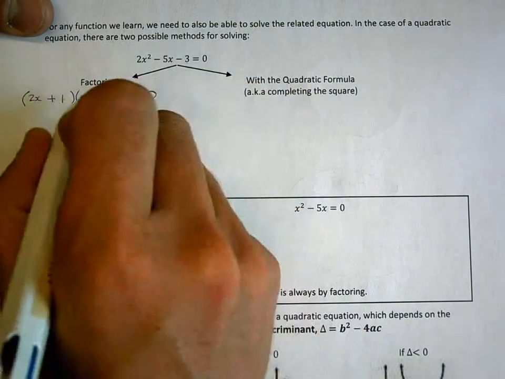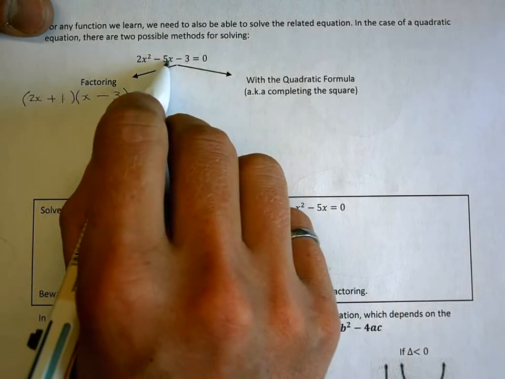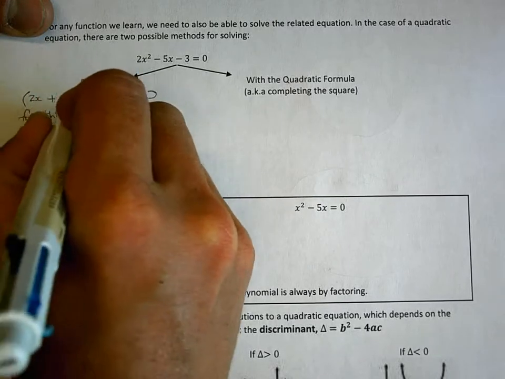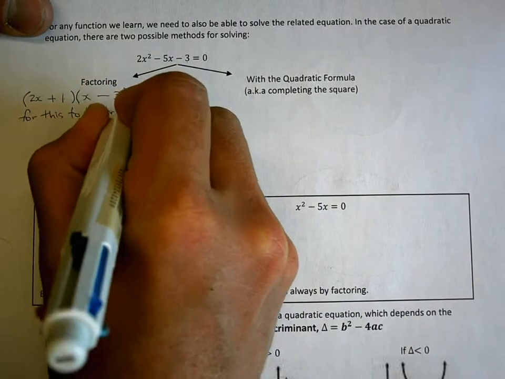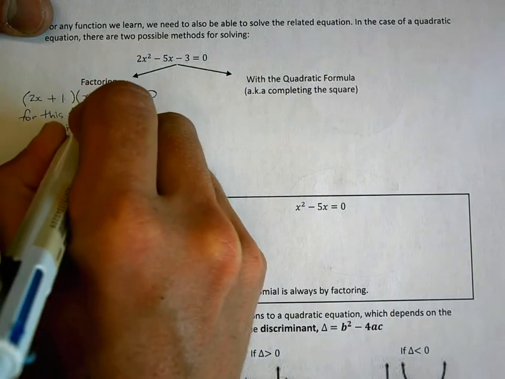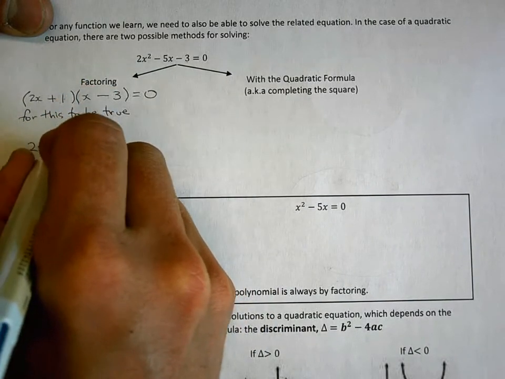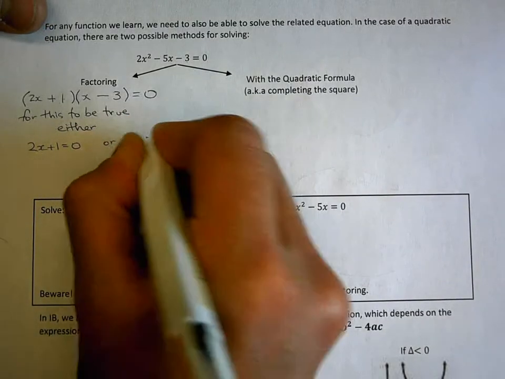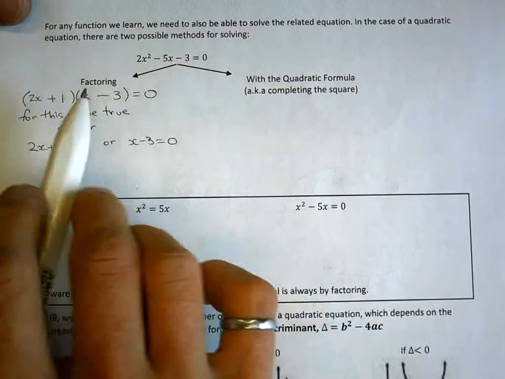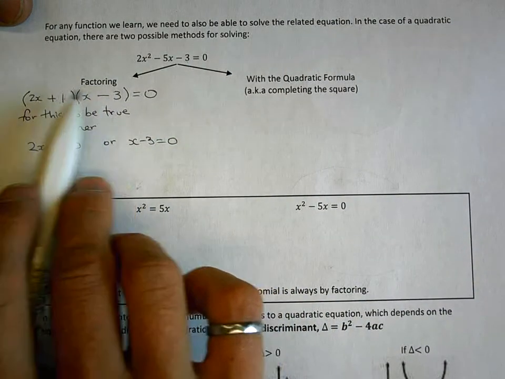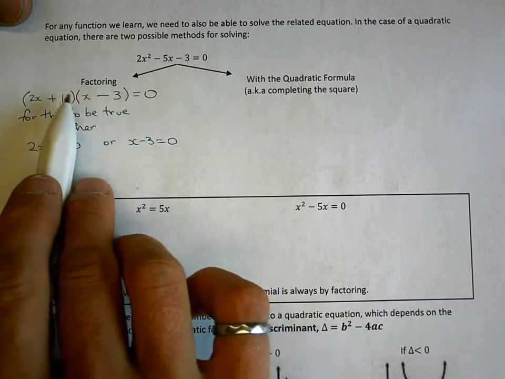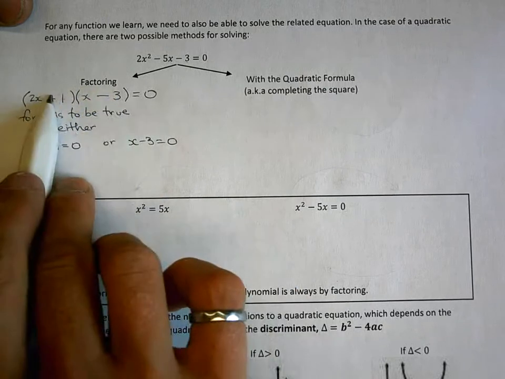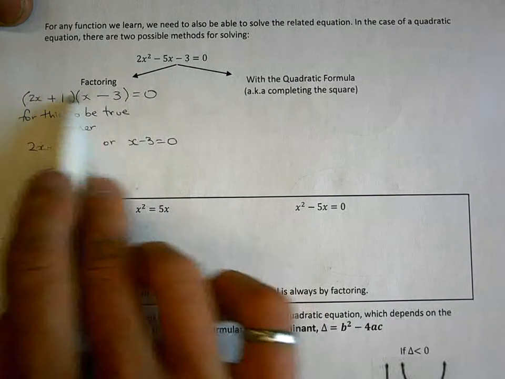So now that I've factored, again, the question was, what x value makes this statement true? Well, for this to be true, either 2x plus 1 is equal to 0 or x minus 3 equals 0. This is the beauty of factoring a quadratic. When I have it in factored form, anything times 0 will give me a 0. So if this is a 0, this whole expression will be equal to 0. Or if this is a 0, this whole expression will be equal to 0.